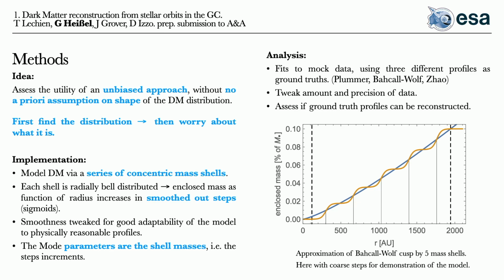So we construct dark matter distributions via a series of concentric mass shells. Each shell is radially Bell distributed. That means if you look at the enclosed mass at a certain radius, if you assume spherical symmetry, you will see smoothed out step increases. Here they are quite coarse for demonstration. For the actual analysis, we smooth them out so that we can approximate popular dark matter curves much better. And so the parameters of those models are the masses of those shells. So in other words, they are the increments of those steps.